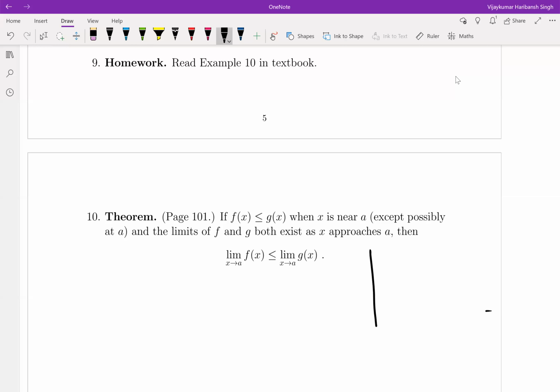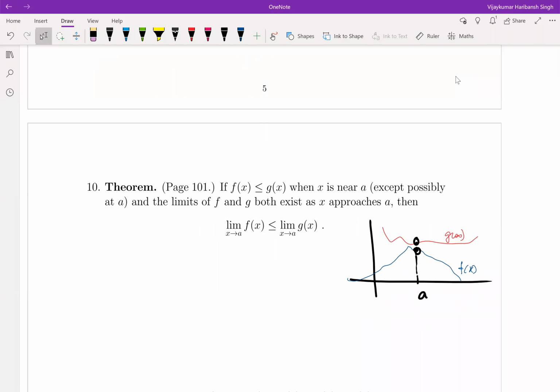So the idea is you have a function g like that, and you have a function f like that. Maybe there's a hole here, maybe the function is not defined, right? So your f of x is always less than or equal to g of x, then the same thing will happen for the limit as well, that the limit of f of x will also be less than or equal to the limit of g of x.